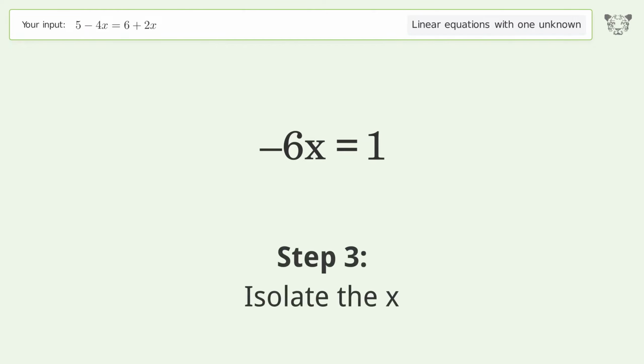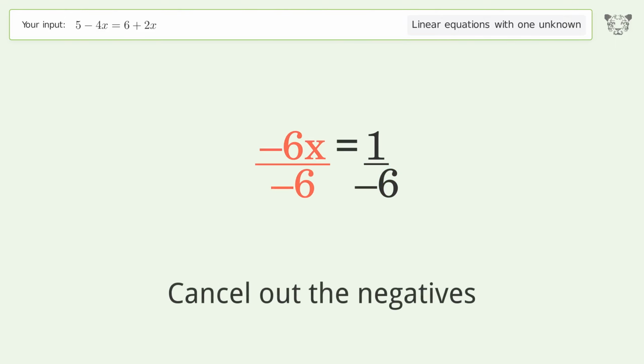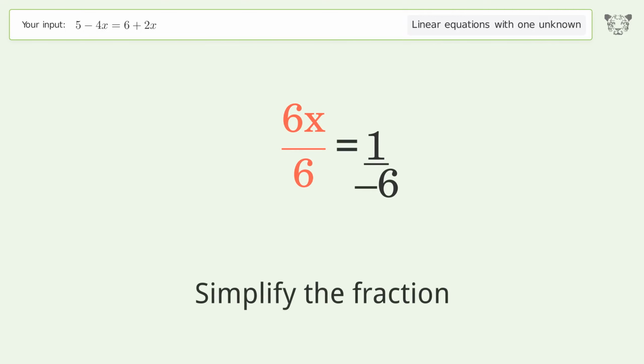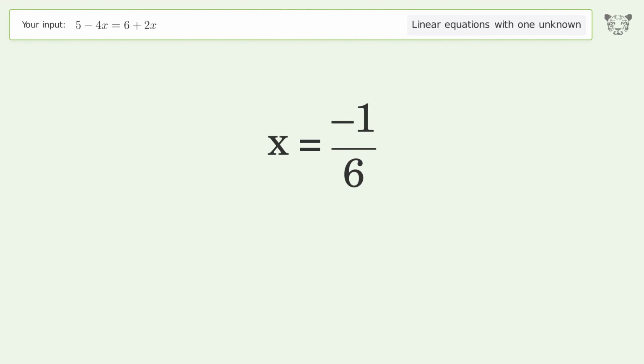Isolate the x. Divide both sides by -6. Cancel out the negatives. Simplify the fraction. Move the negative sign from the denominator to the numerator. And so the final result is x equals -1/6.